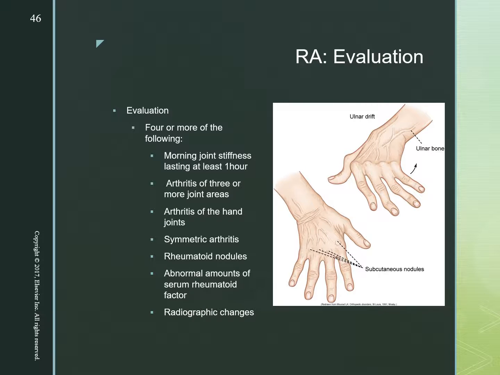There are actual guidelines for rheumatoid arthritis evaluation. 4 or more of the following have to be present. Morning stiffness, joint stiffness lasting at least an hour, arthritis of 3 or more joint areas, arthritis of the hand joints, symmetric arthritis, rheumatoid nodules, abnormal amounts of serum rheumatoid factor, and radiographic changes.